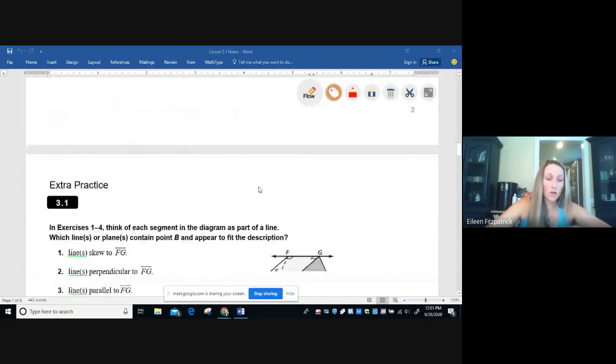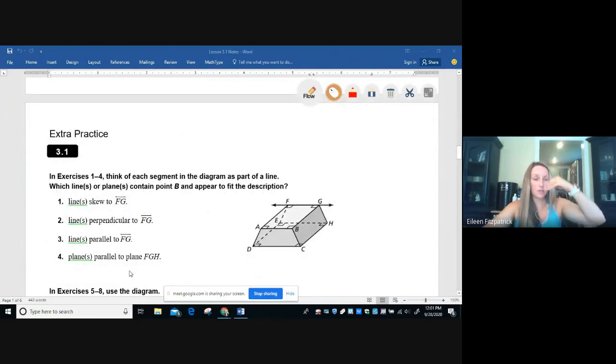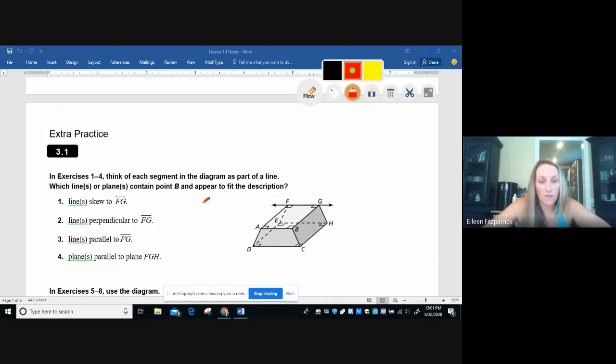All right, so we're actually only going to do examples 1 through 4 on this page and then jump to the next page for the rest of the examples. So I want to talk about skew lines here. It says in exercises 1 through 4, think of each segment in the diagram as part of a line, right? It would be crazy confusing if every single segment had arrows, it would just make the diagram look really messy. So we just have segments to look at here, but we're going to refer to them as lines. Keep reading the directions: which line or lines, or plane or planes contain point B and appear to fit the description. That's important, make sure you're reading the directions carefully.